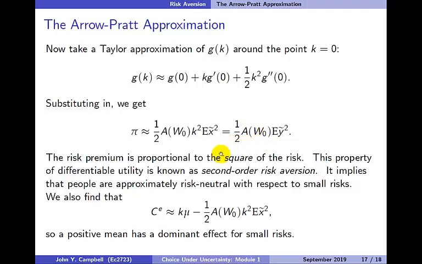We can, of course, apply this to the study of the certainty equivalent. We find the certainty equivalent is k mu, the mean of the risk, minus that risk premium. And what this tells us is that a positive mean, mu, has a dominant effect for small risks, because as k gets small, k gets large relative to k squared, and so the certainty equivalent is going to be positive as k gets small.